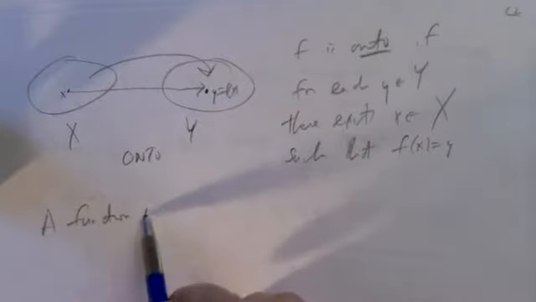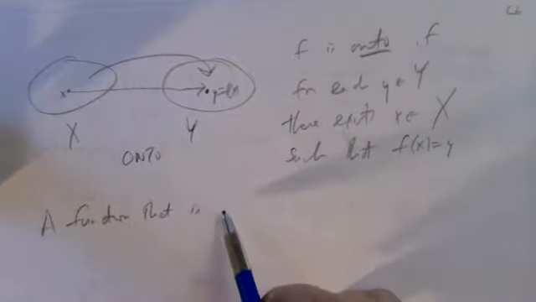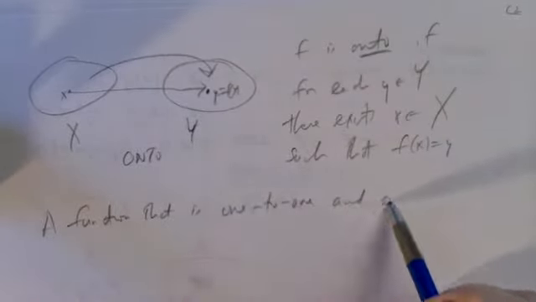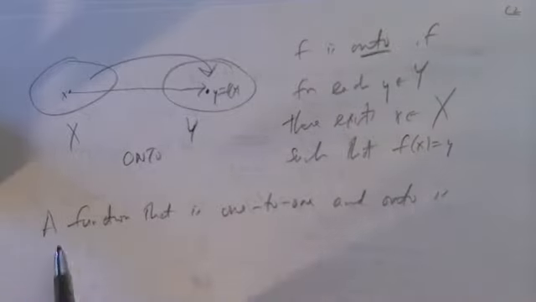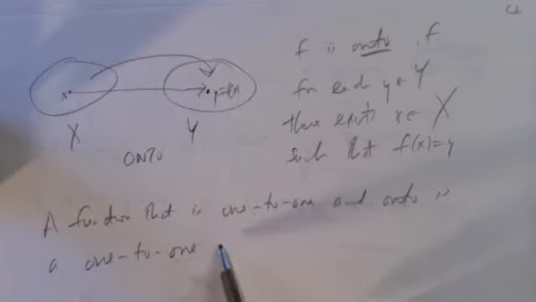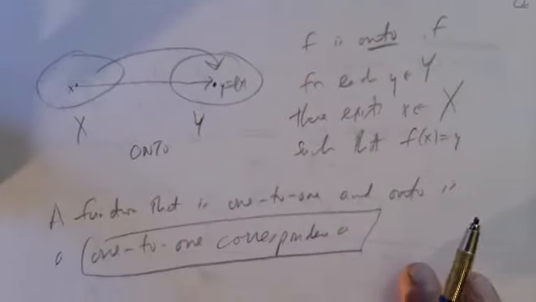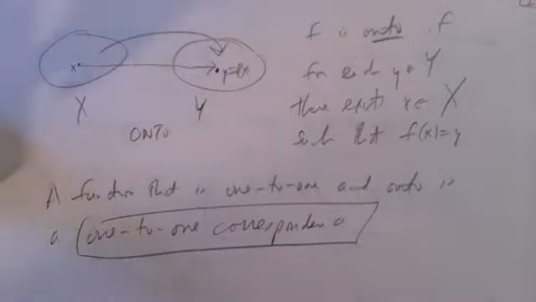And a function that has both of these properties, a function that is one to one and onto, is called a one to one correspondence. So this is all just vocabulary. This is learning the words we use when we talk about mathematics.